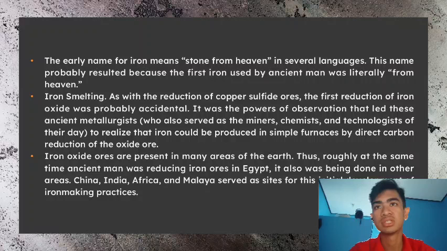For the next 3000 years, techniques for the production of iron did not significantly change. Iron sponge was produced by carbon reduction of the oxide. Iron products were made by pounding the sponge. Iron oxide ores are present in many areas of the earth. Thus, roughly at the same time man was reducing iron ores in Egypt, it also was being done in other areas. China, India, Africa, and Malaya served as sites for this initial development of iron making practice.